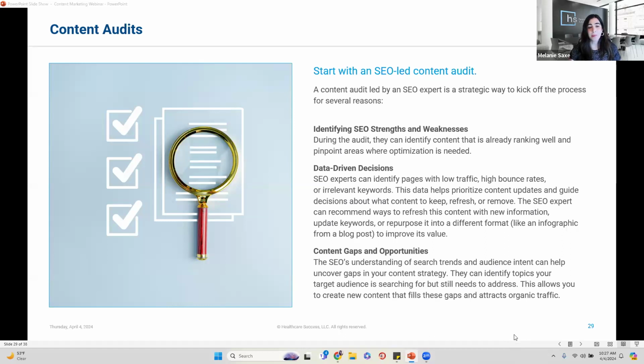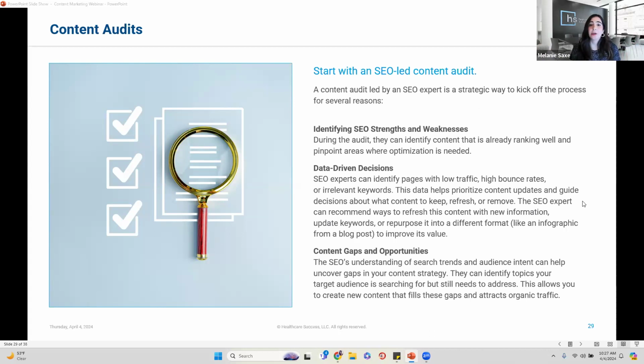When it comes to a content audit, which is the place you want to start when you are thinking about your content marketing strategy, I also say it is important to incorporate your SEO expert into this step. The reasons why are many. I think it's a strategic way to kick off the process for several reasons. First, identifying SEO strengths and weaknesses. During the audit, they can identify content that's already doing well, already ranking. They can pinpoint areas where you might need optimization.